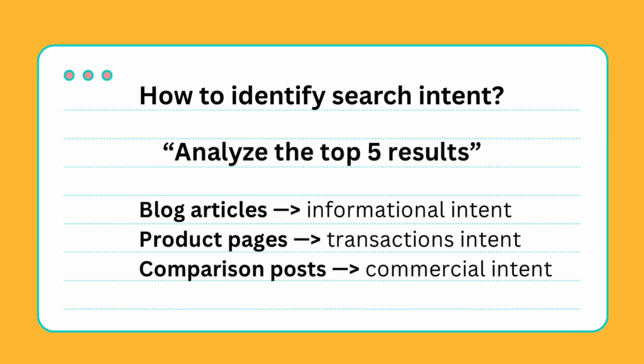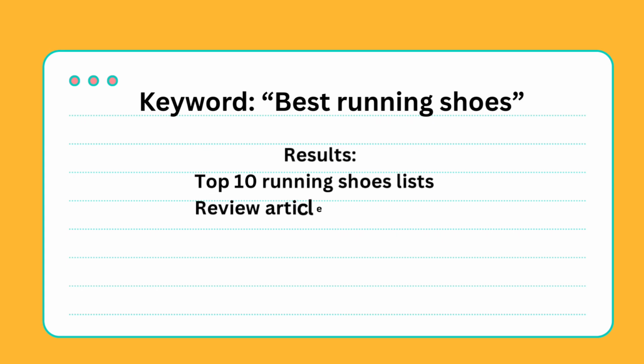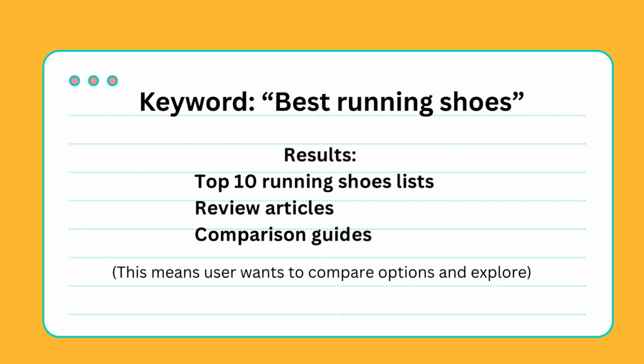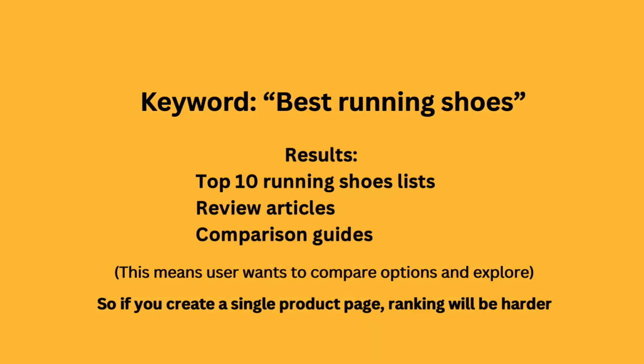Let's look at a real example. Keyword: best running shoes. When you search this on Google, you will see results like top 10 running shoes lists, review articles, comparison guides. This means users want to explore and compare options. So if you only create a single product page, ranking will be much harder.